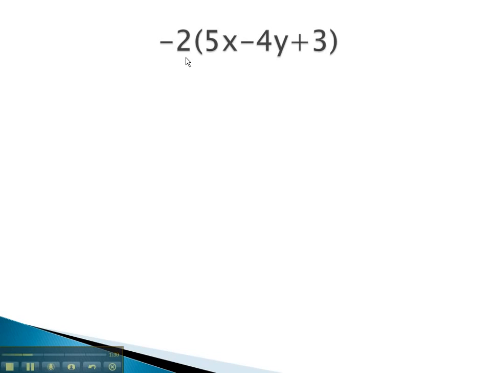In this problem, we have the -2 in front of the parentheses. So we're going to take that -2 and multiply it by each term inside the parentheses. First, we will start with the -2 times the 5x. -2 times 5 is -10 x's. Next, we will multiply the -2 by the next term, -4y. -2 times -4 is positive 8 of these y's.